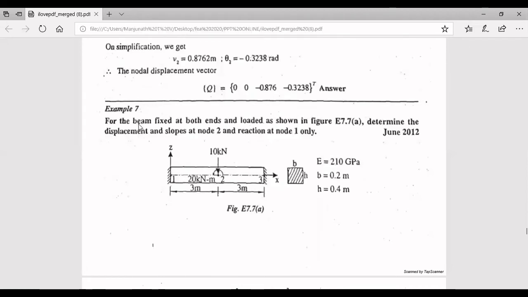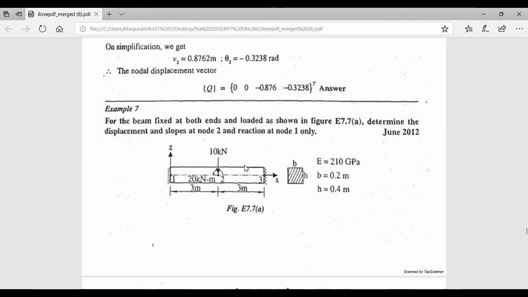Now consider the problem for the beam fixed at both ends, and loaded as shown in the figure. Determine the displacement and slopes at node number 2 and reaction at node number 1 only. The only possibility of displacement in this particular case is at node number 2, so they are asking directly to calculate the displacement and slopes at node number 2, and also we need to calculate the reaction at node number 1 only.